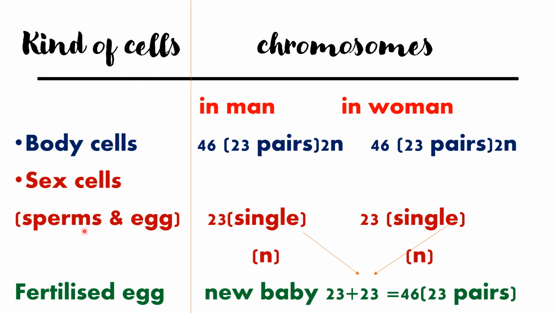Then how will a new baby form? This sperm fuses with egg to form a new baby. Sperm consists of 23 chromosomes, egg also consists of 23 chromosomes. These sperm and egg fuse to form a new baby. That new baby consists of 46 chromosomes, that means 23 pairs of chromosomes. That we call a fertilized egg.